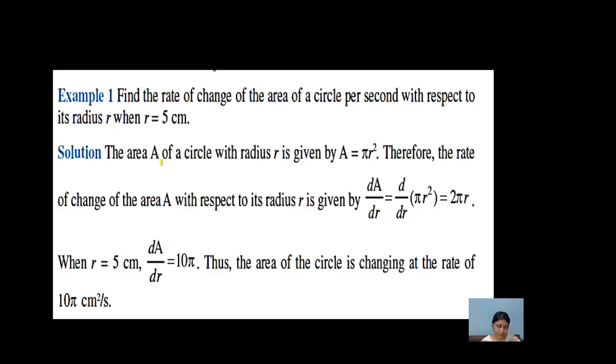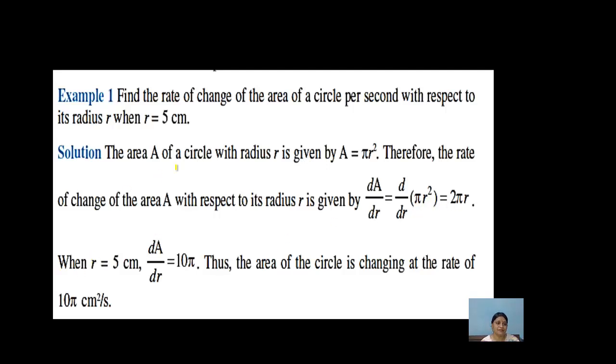So we know that the area of the circle with radius r is given by A equals pi r square centimeter or unit square. Therefore, the rate of change of area with respect to radius is the derivative of area with respect to r. Why r? Because the area changes because of the radius. So the derivative of area with respect to r: pi is a constant value, so take it outside, and the derivative of r square is 2r.